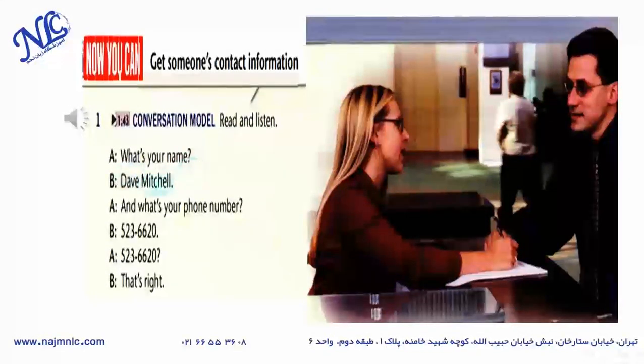What's your name? Dave Mitchell. And what's your phone number? You read it. Thank you. 523-6620. The woman asks again. 523-6620. That's right. It means it's correct.